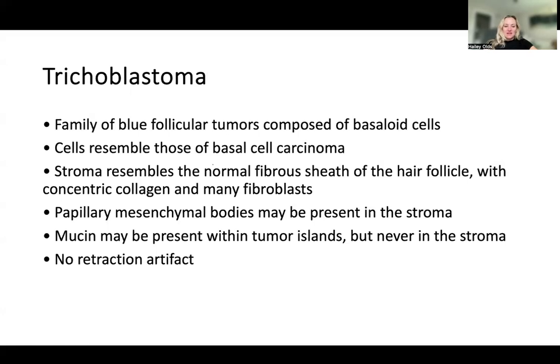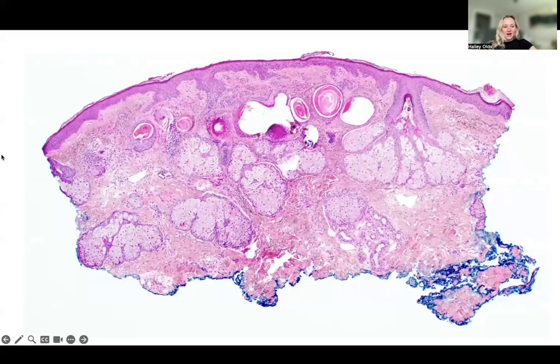And then you can see some concentric collagen and a lot of fibroblasts in the stroma as well. And you don't have mucin in the stroma, but you can have it in the tumor islets. Next one.